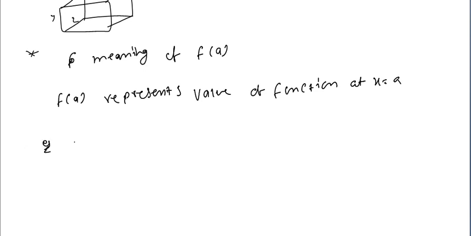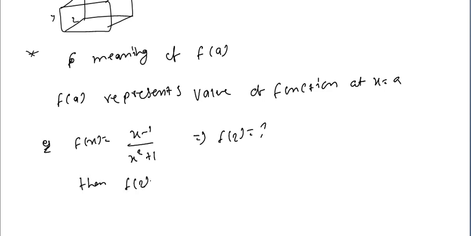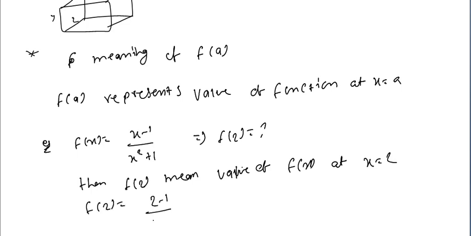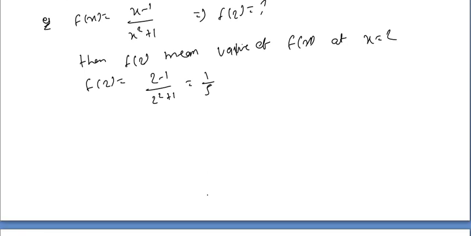Suppose by example, if you have f of x is equal to x minus 1 divided by x square plus 1, then if you have to find f of 2, that is find f of 2 is equal to what? So then f of 2 means value of f of x at x is equal to 2, that is f of 2 is equal to 2 minus 1 divided by 2 square plus 1 is equal to 1 by 5. This is 1 by 5.